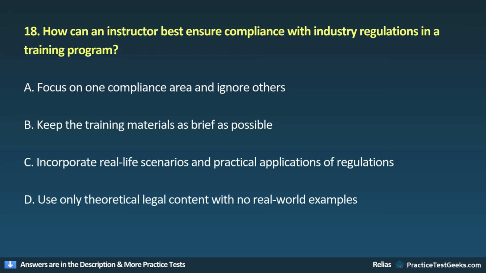18. How can an instructor best ensure compliance with industry regulations in a training program? A. Focus on one compliance area and ignore others. B. Keep the training materials as brief as possible. C. Incorporate real-life scenarios and practical applications of regulations. D. Use only theoretical legal content with no real-world examples.